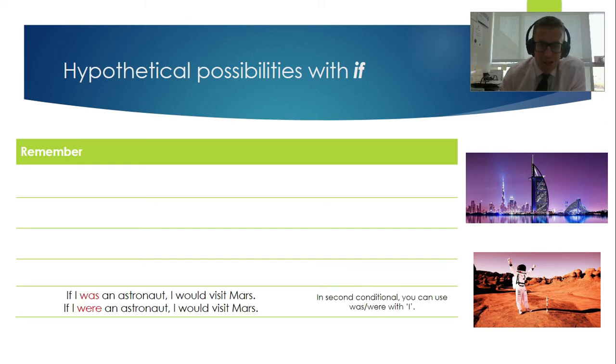We can also, strangely, this is a bit strange, when we're talking with I, you can say were. Were is usually with you, but we can say if I were an astronaut, I would visit Mars. You can use were or was with I, especially in the phrase if I were you, when you try to give someone advice. If I were you, I'd da-da-da. This is what we use.